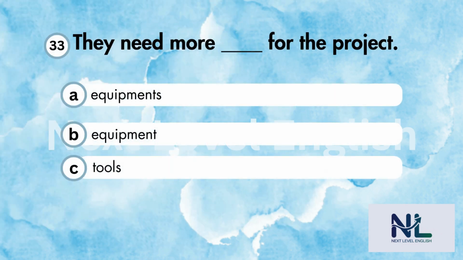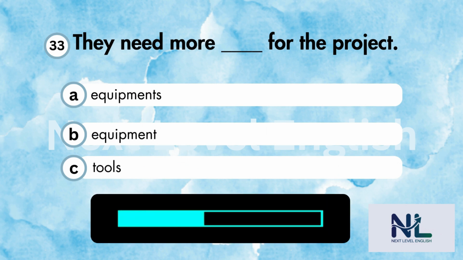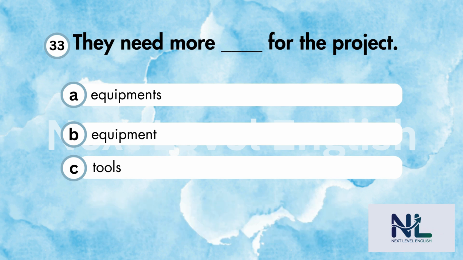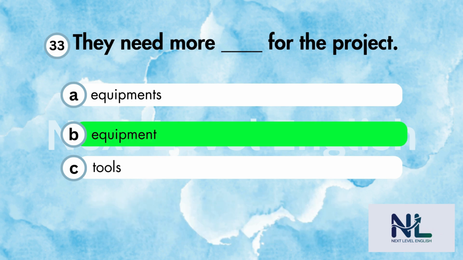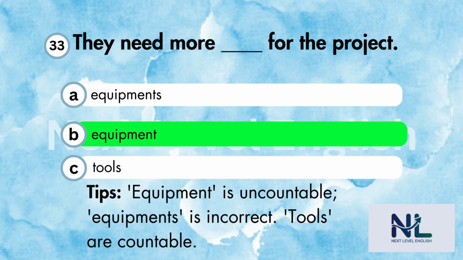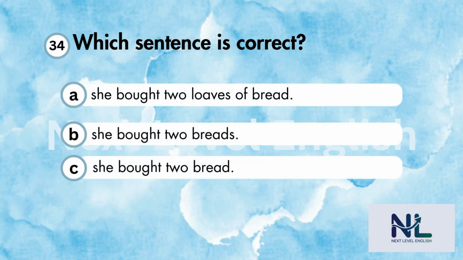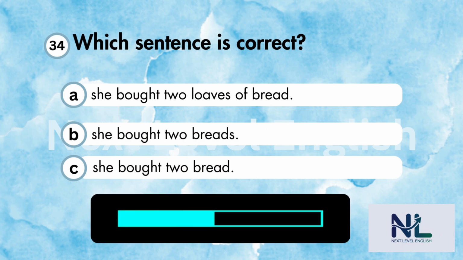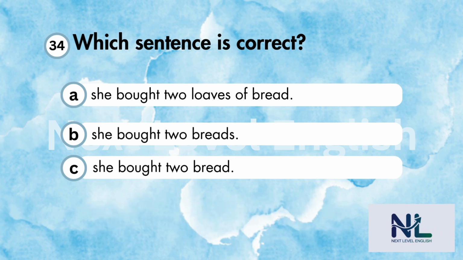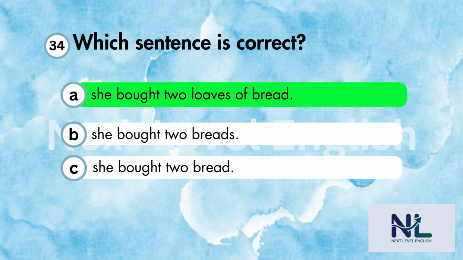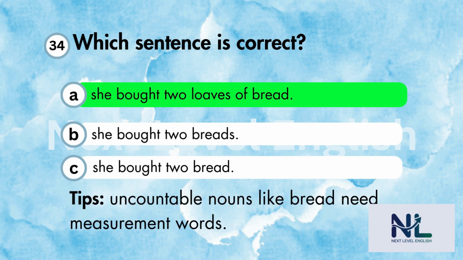33. They need more equipment for the project. Equipment. Tips: equipment is uncountable, equipments is incorrect, tools are countable. 34. Which sentence is correct? She bought 2 loaves of bread. Tips: uncountable nouns like bread need measurement words.